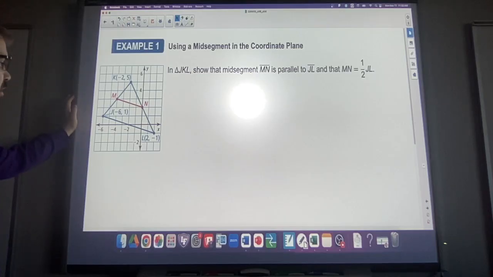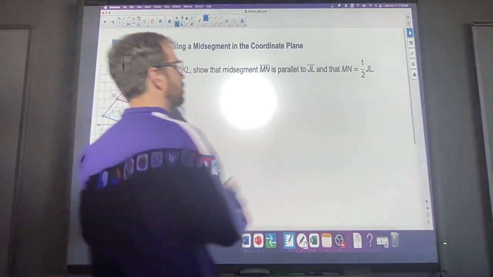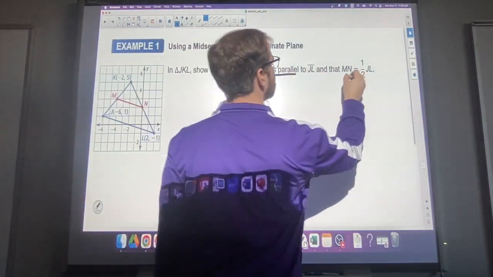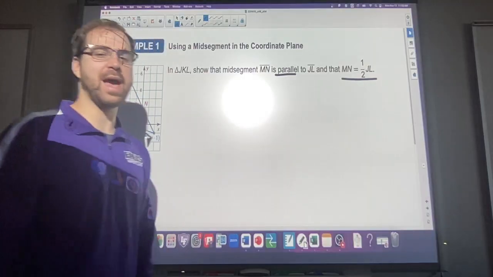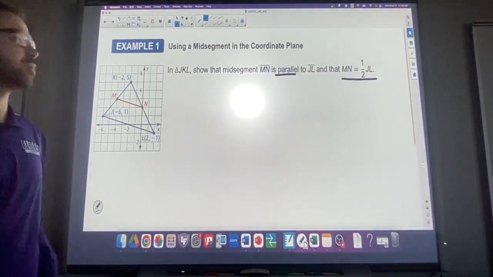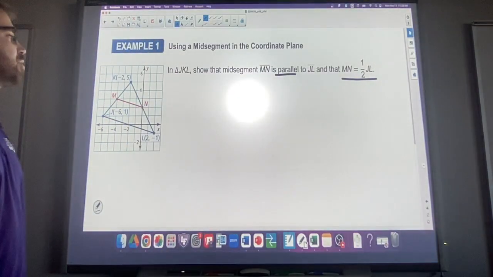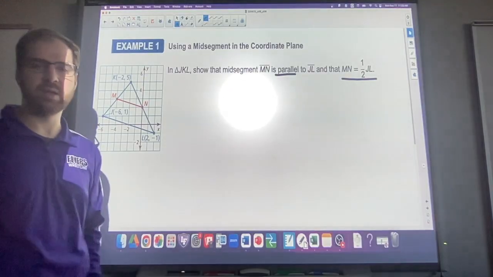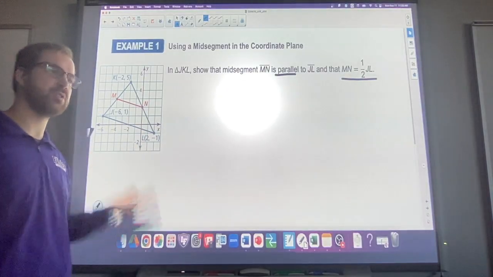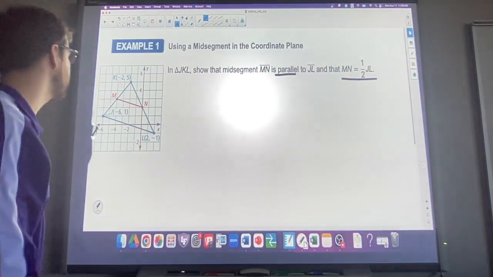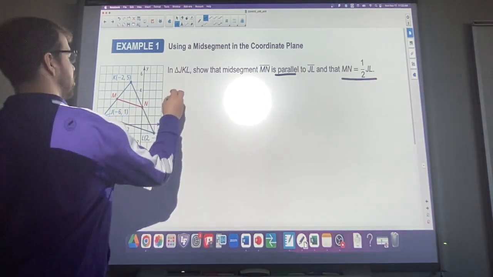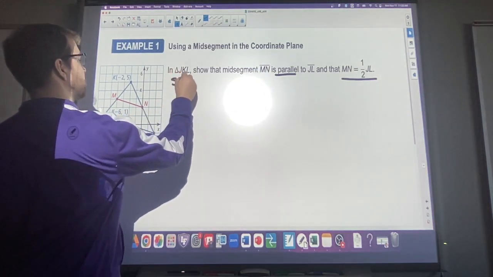So yeah, jot this down, and we're going to show it's parallel and that the distance is really half. We're going to show it, right? Okay, so to parallel, that's just slopes, right? It's on a graph. We're going to find the slopes. If they're the same, then we can say they're parallel. So let's find the slope. So these are slopes.